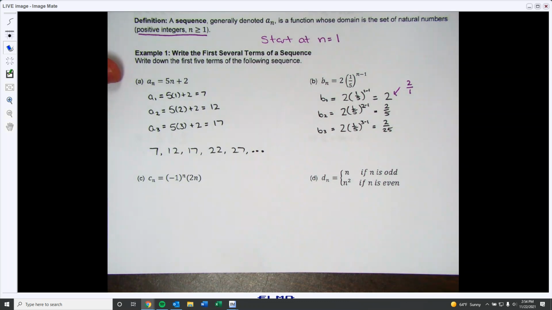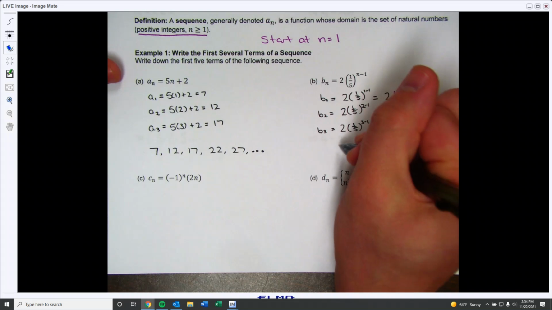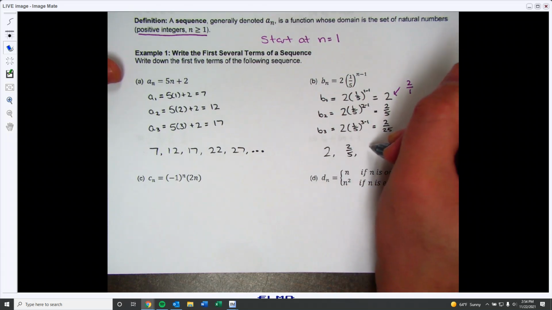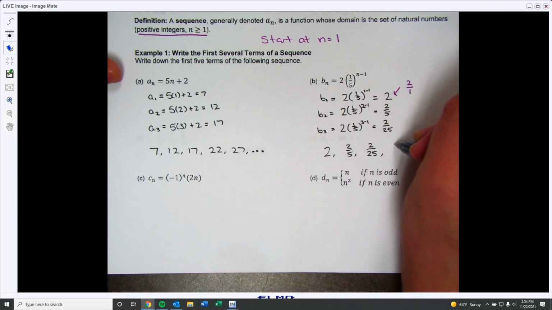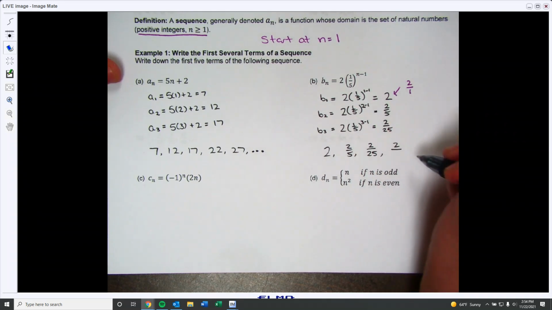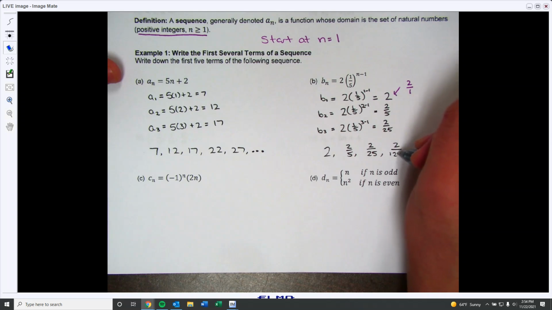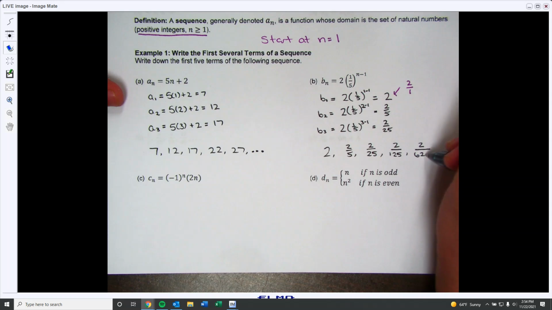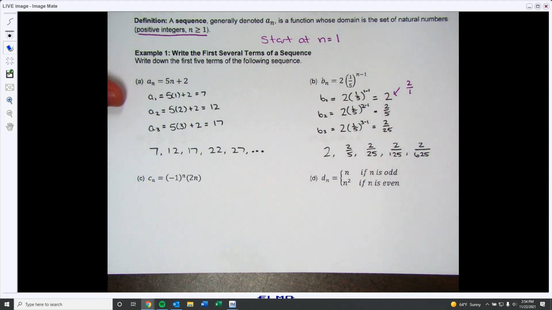In the denominator, I can go from 1 to 5 and 5 to 25. I'm multiplying by 5. So my pattern right here, I have 2, then 2 over 5, then 2 over 25. Next one, the numerator is going to stay the same because that's my pattern, and I'm going to take my denominator and multiply it by 5, and I get 125. And then my next one, 2 is still the same. I multiply the bottom by 5, and I get 625.